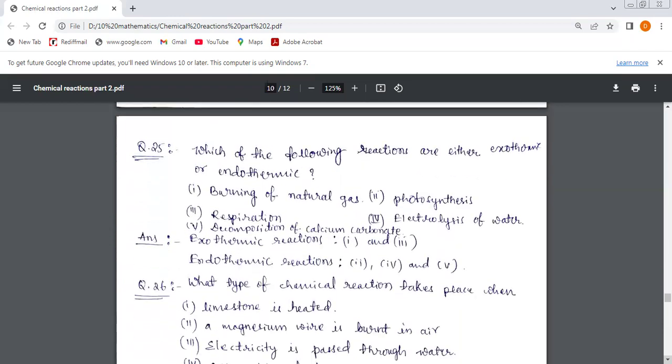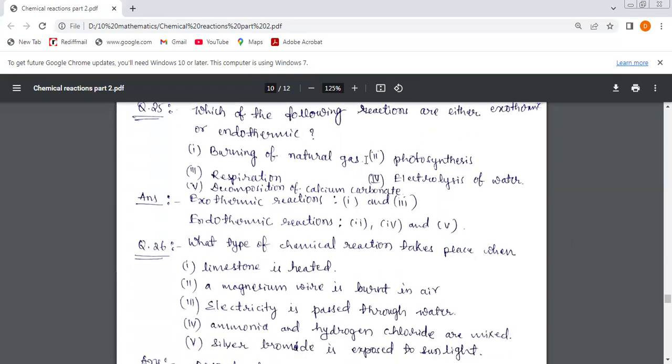Next: which of the following reactions are exothermic or endothermic? Burning of natural gas, photosynthesis, respiration, electrolysis of water, decomposition of calcium carbonate. Here, exothermic reactions are 1 and 3, that means burning of natural gas and respiration. Endothermic reactions are 2, 4, and 5: photosynthesis, electrolysis of water, and decomposition of calcium carbonate. So this is the answer.